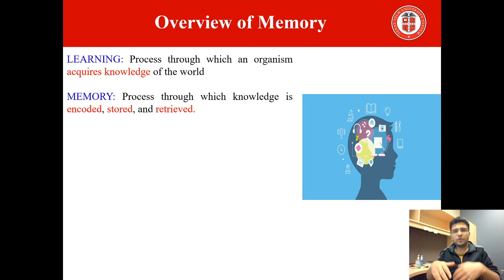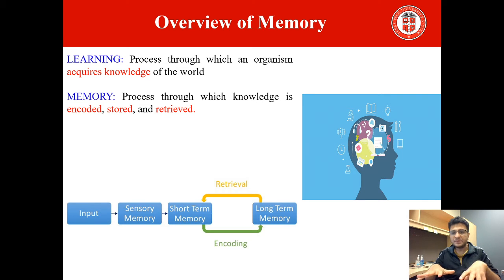So if we see the overview of memory, we should have a distinction between learning and memory. If we are acquiring knowledge, that is learning. But the process with which this knowledge is acquired, encoded, stored, and then can be retrieved back, that's memory. And this is a pretty simple circuit which I'll discuss in a bit of detail in our next slide. We have an input which goes to the sensory memory, it goes to the short-term memory, from where it is encoded to the long-term memory, which can be retrieved in case it is needed.